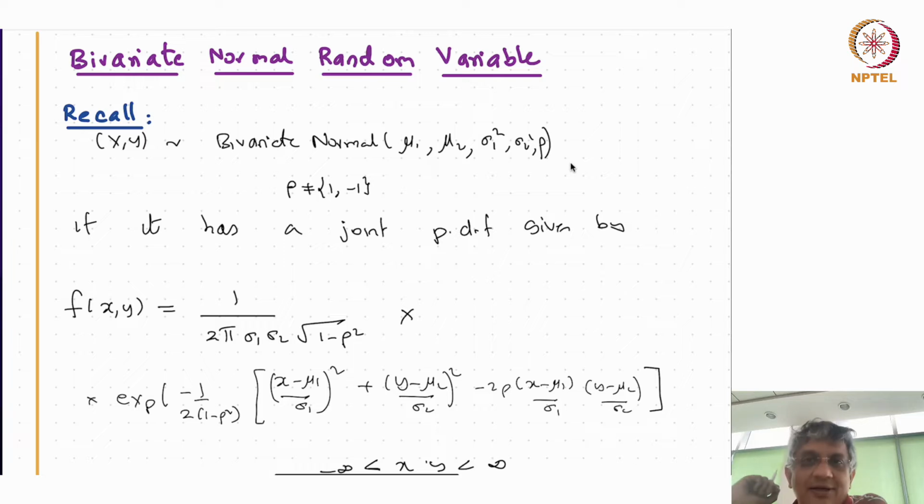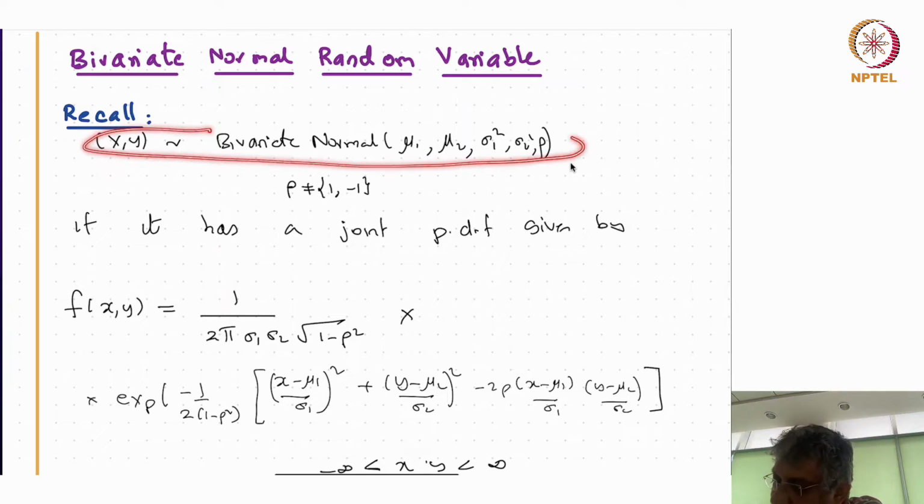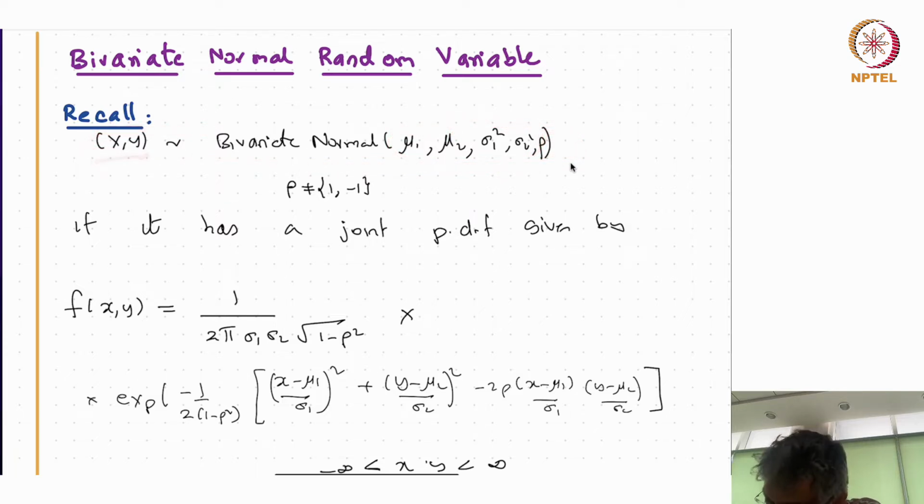In this lecture, I want to discuss bivariate normal random variables again. And I want to start with a different approach and get to what we were doing before. If you recall from the previous weeks, we had defined a bivariate normal random variable with these parameters as a pair of random variables given by this joint density function.